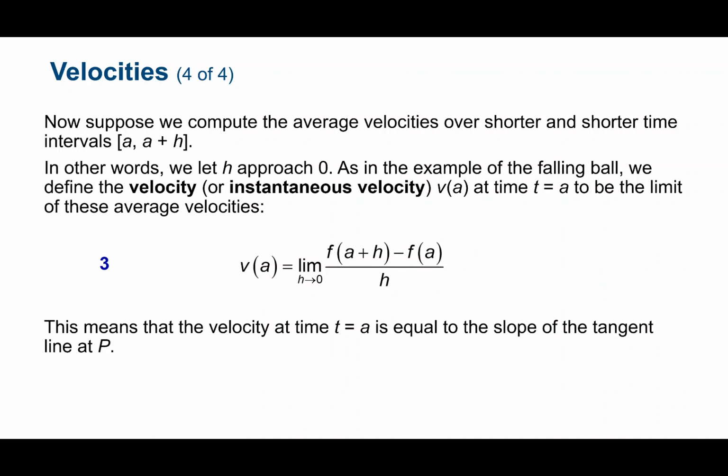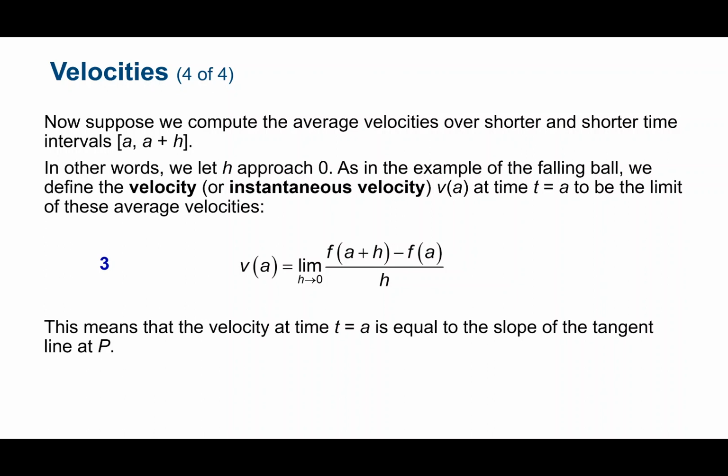So here what we're saying is we're going to let our time interval get smaller and smaller. We're going to take the limit as it approaches 0. And then we'll look at the distance there and take that limit to get our velocity. So we could call that a velocity function, a function of our time a. The limit of the average velocity.